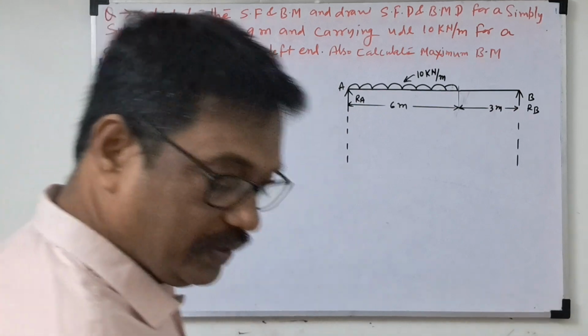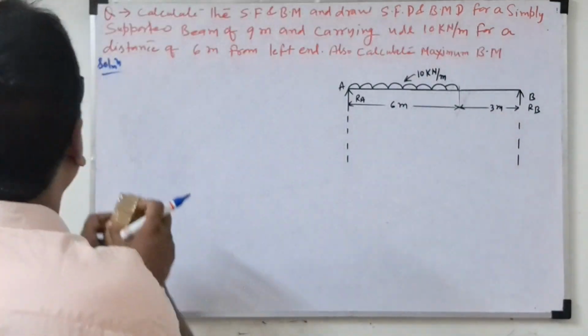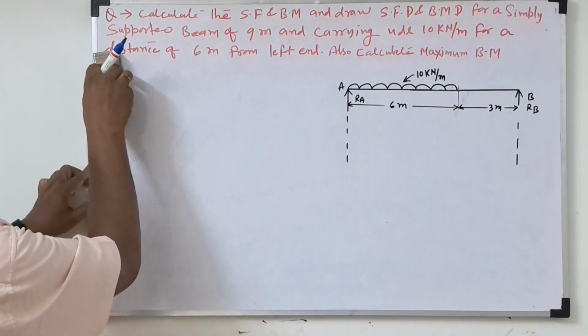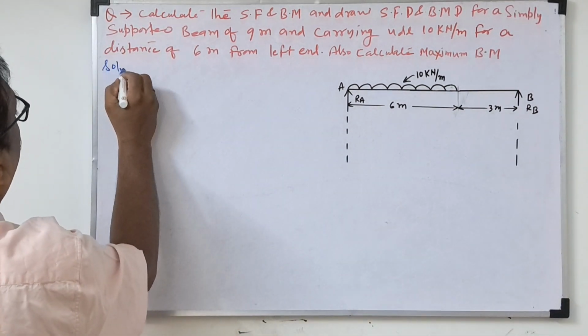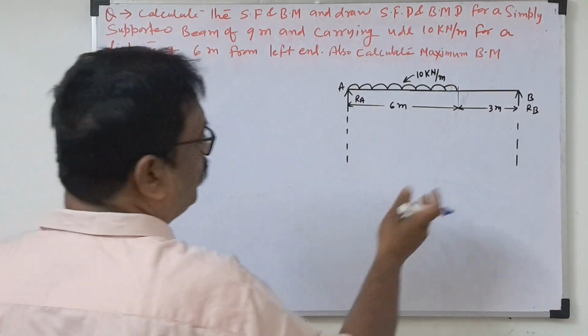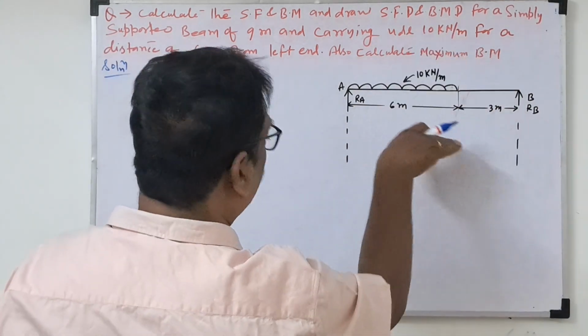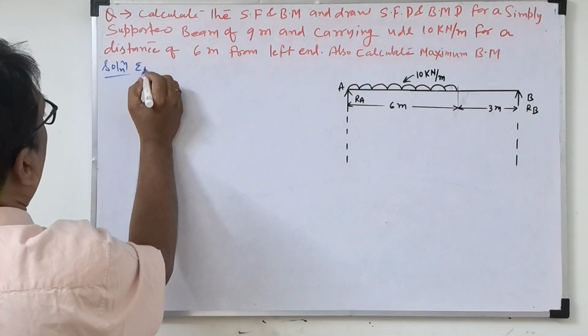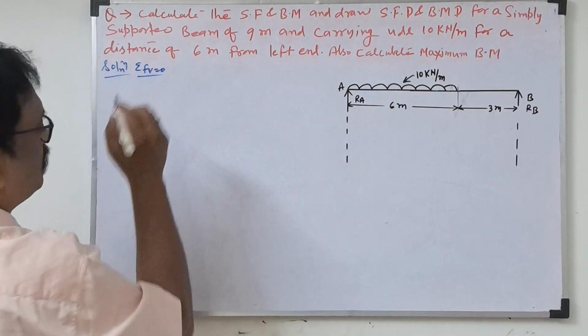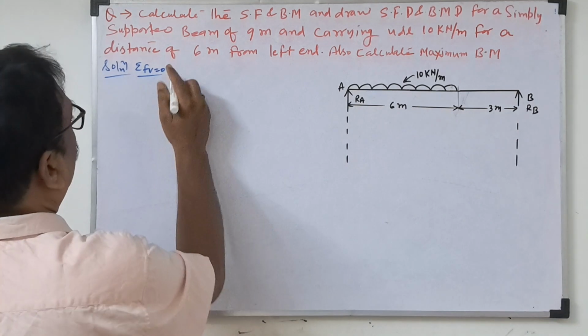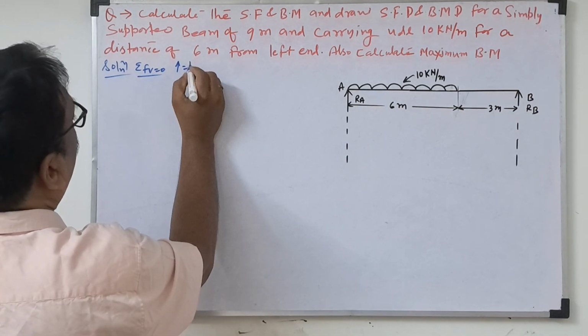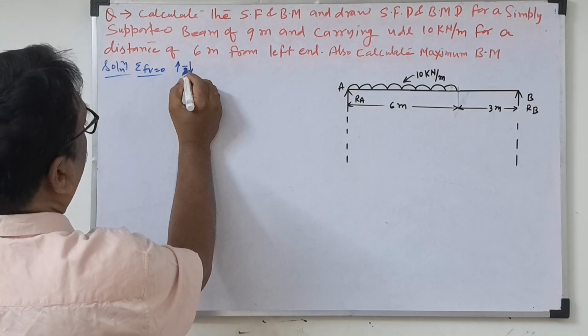Solution. Let's find the support reactions. How are we finding them? Total upward force equals total downward force. We write the equilibrium equation: summation of F equal to 0. Total vertical force equal to 0 means total upward force equals total downward force. I always write this.